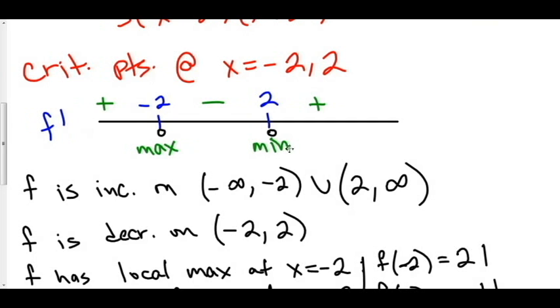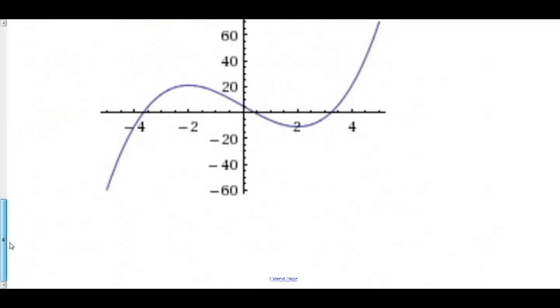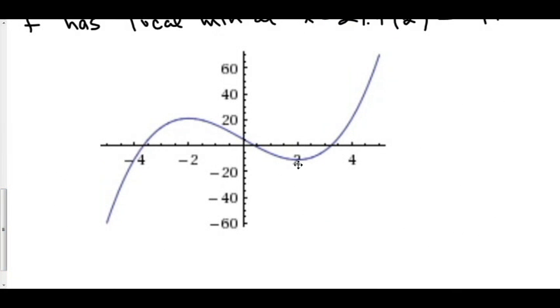So our first derivative analysis is extremely powerful in that it can dictate to us the global behavior of our functions as well as the local behavior of our functions.